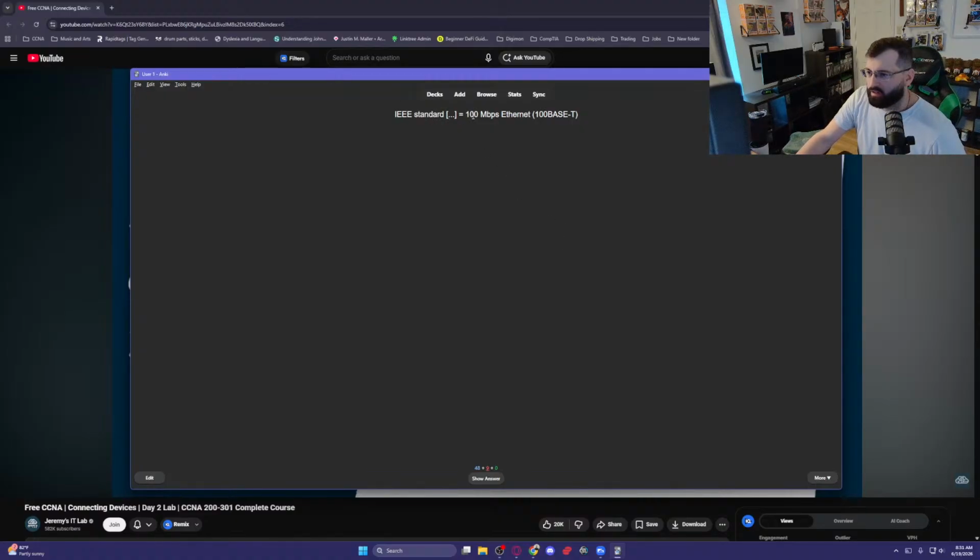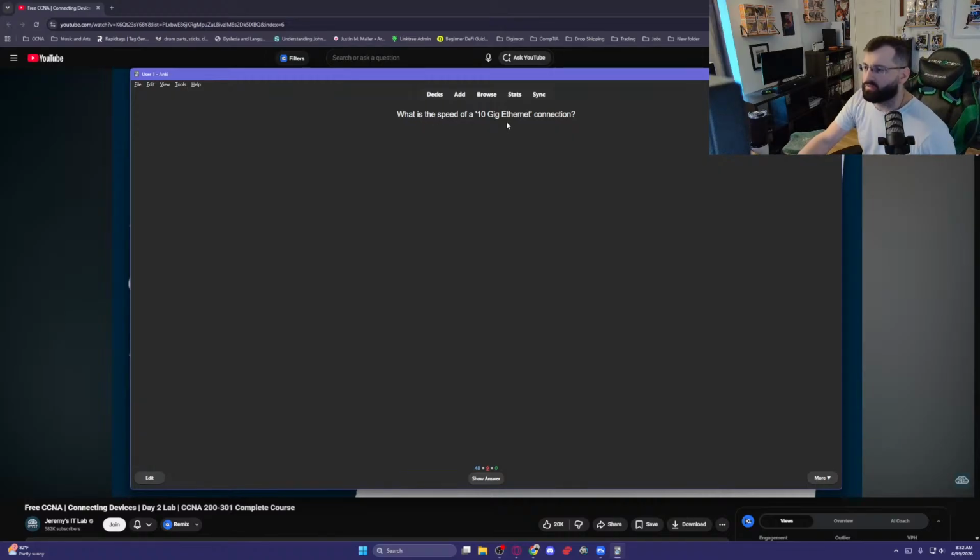IEEE standard blank equals 100 megabit Ethernet. Is that AU? It's just U. Dang it. Those are going to be tough. Oh dang, I didn't even read the question. Okay, well, we'll just have it circle back around.